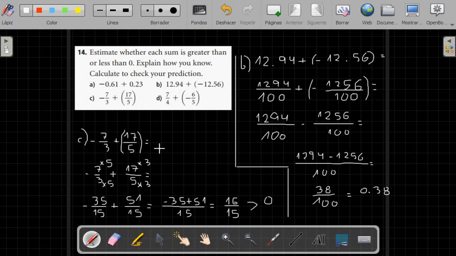Fíjense que en el que era de fracciones lo terminamos como fracción y ahí quedó. En el que era decimales lo transformamos en fracciones y lo volvimos a transformar al final en decimal. Now, is this number greater or less than 0? The answer is greater than 0 because it's positive.